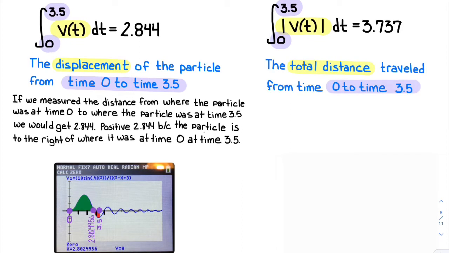The most concise way to interpret the meaning of this integral is to say the total distance traveled from time 0 to time 3.5. This ends up being the area of the green plus the area of the red, rather than subtracting out the area of the red.